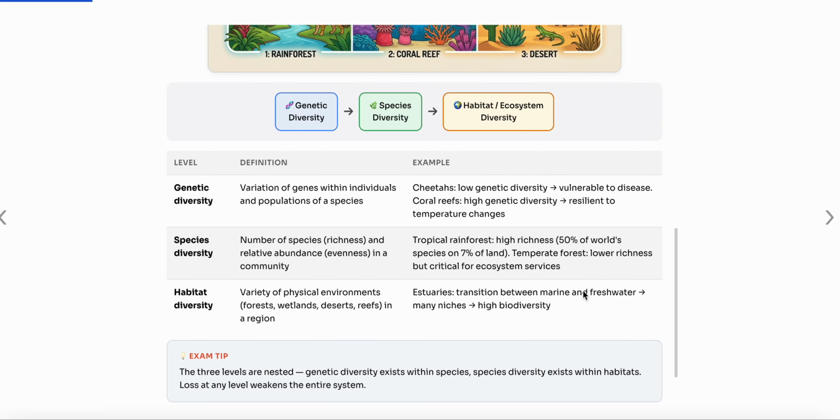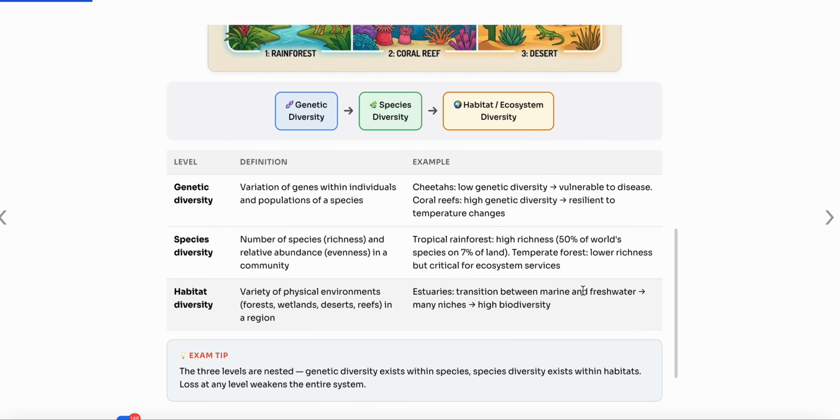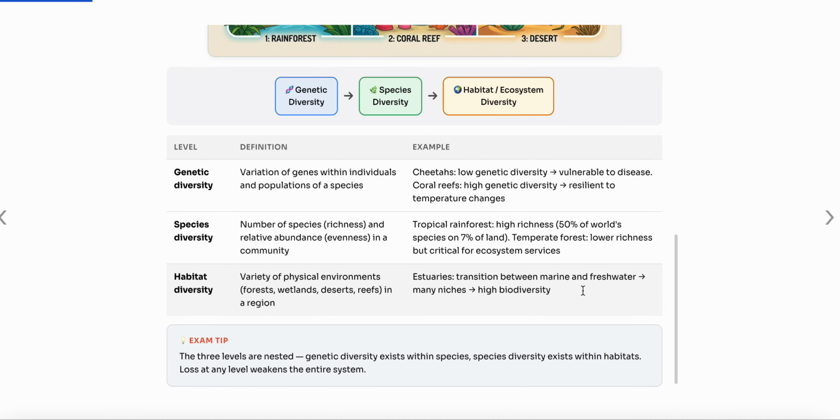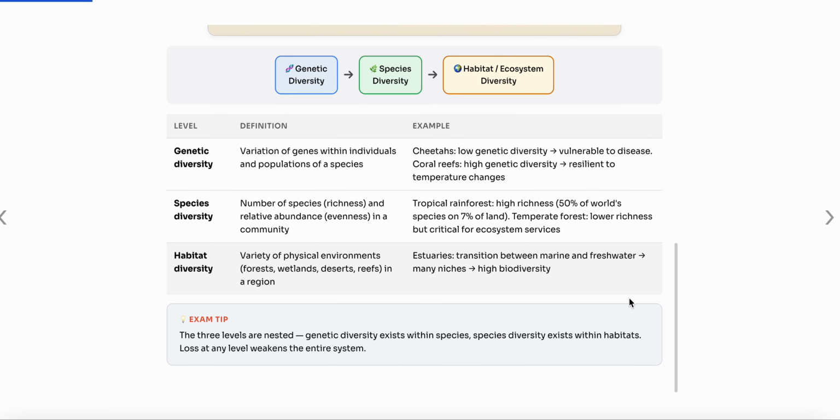Okay. Now the other thing which you need to understand is habitat diversity. Because we have different varieties of habitats, we have different species also which can survive in those environments. So these are all interconnected. It's never the case that you have a very high species diversity but very low habitat diversity. No, that is not possible. Because you have a variety of physical environments, because you have different abiotic conditions, we have different habitats. We have forests, wetlands, deserts, reefs, everything, right?